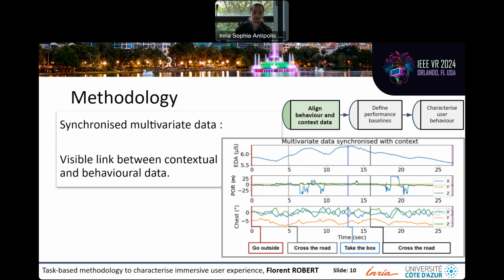You can see the task that the player is currently doing: go outside, cross the road, take the box, and cross the road again. And here already we can see a clear and logical link between the raw data and the context. If you look at the point of regard, you can see some big variation happening in the middle of the task cross the road, which is logical, as the user has to look at the traffic light and look at the cars before crossing the road.